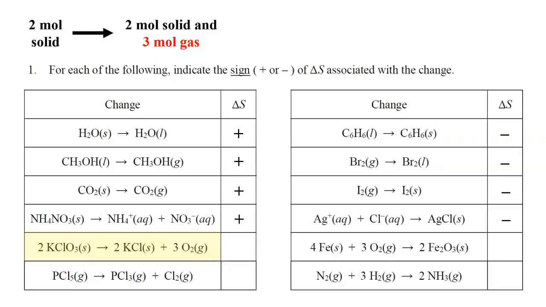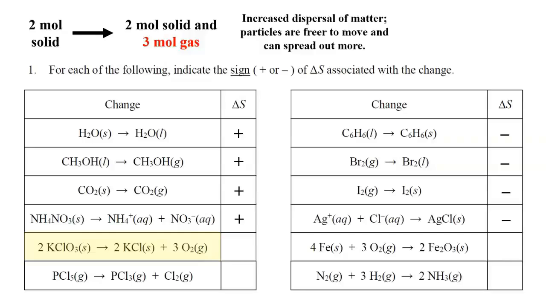So our prediction is the following. There should be an increased dispersal of matter. The particles are freer to move and can spread out more. That would lead to an increase in the entropy of the system and a positive delta S.